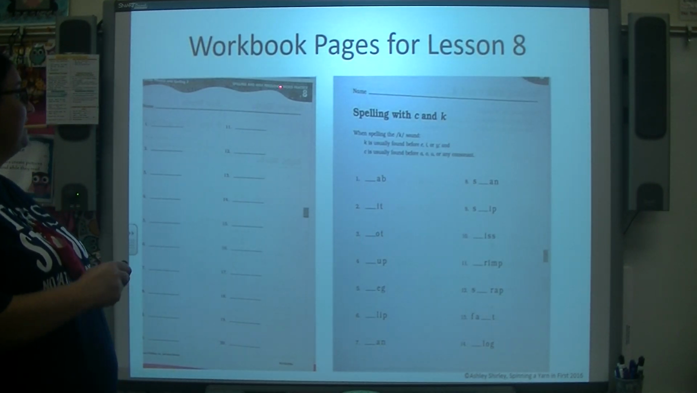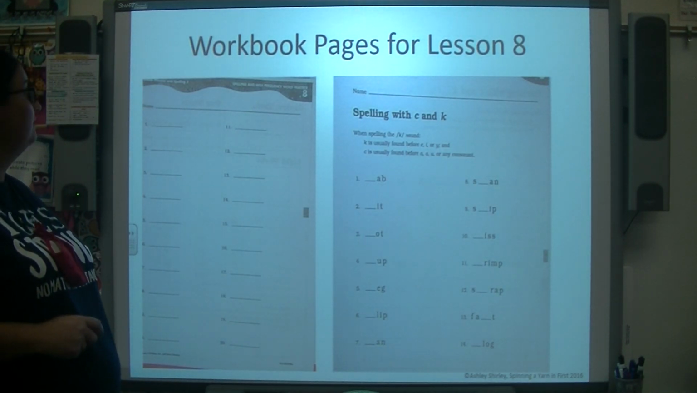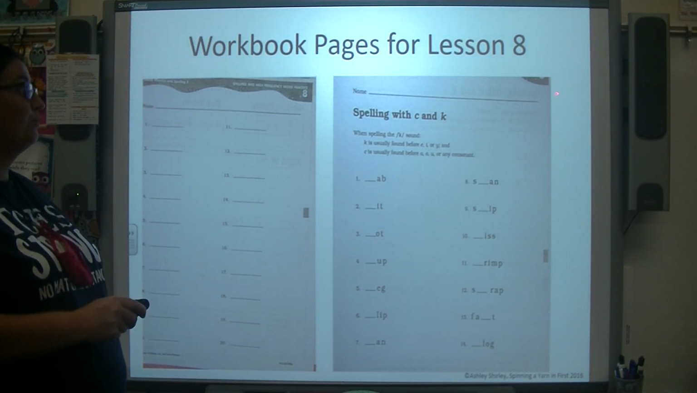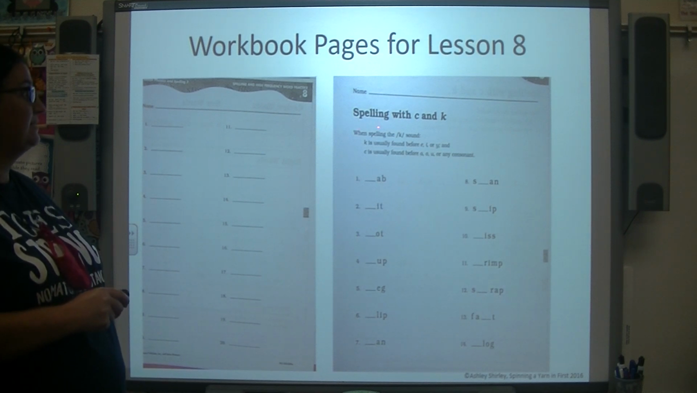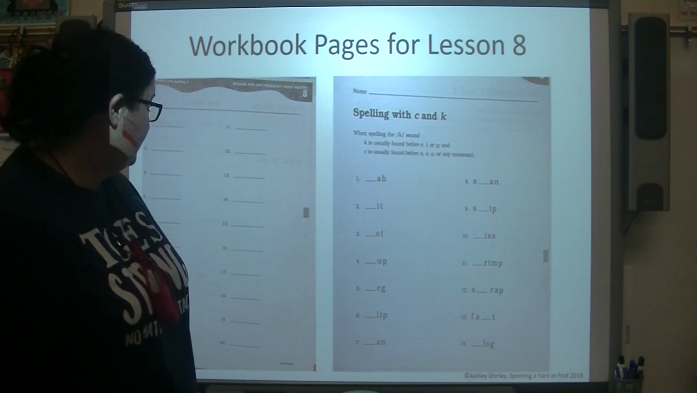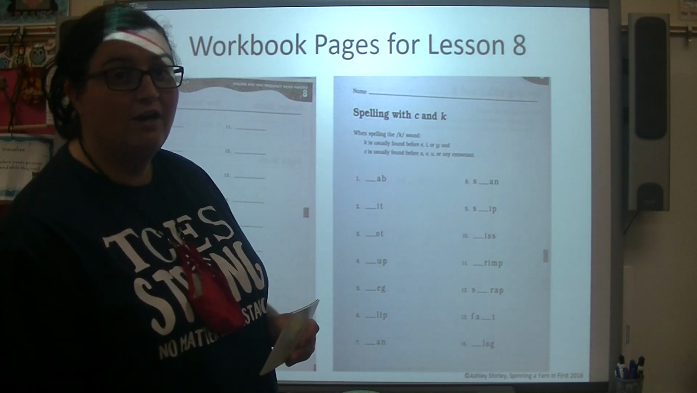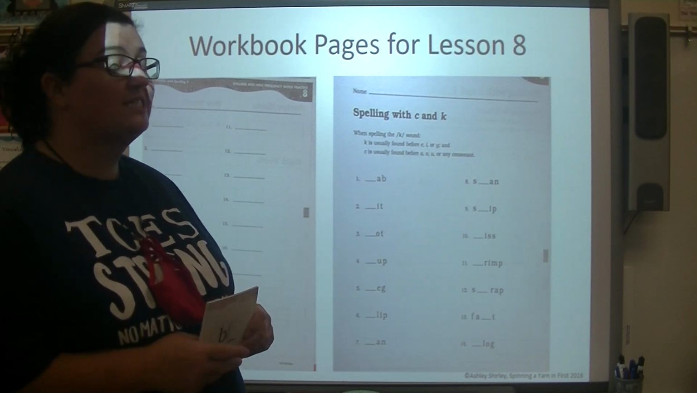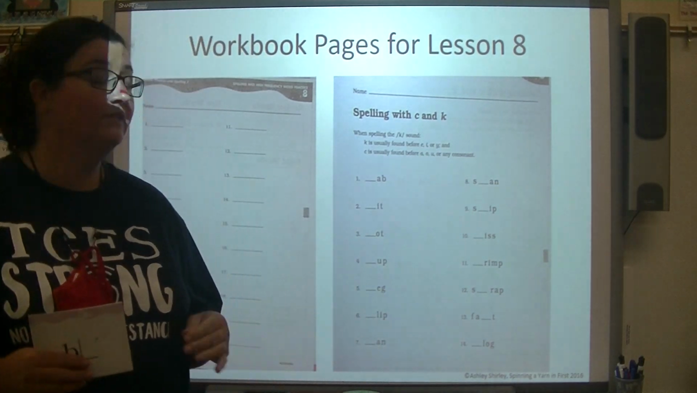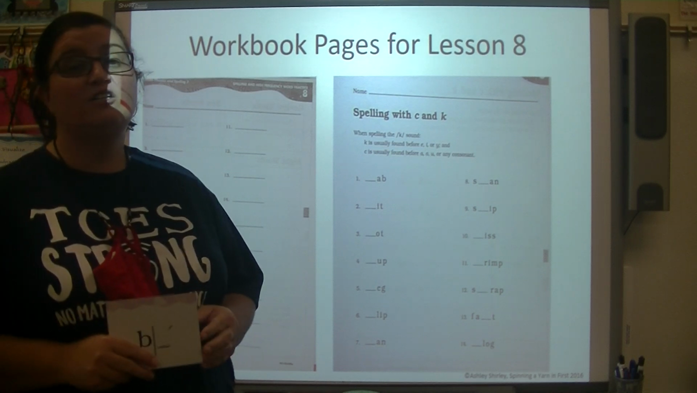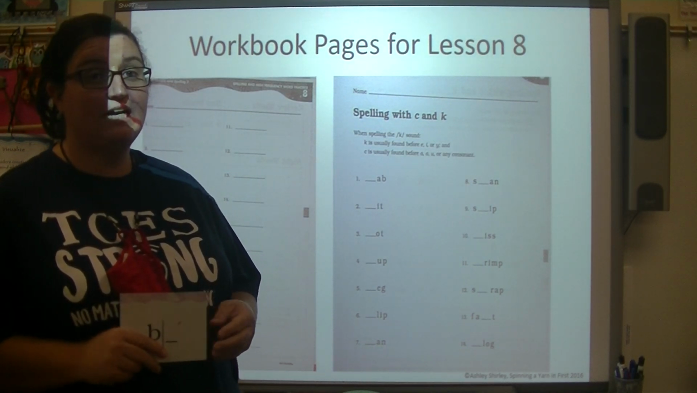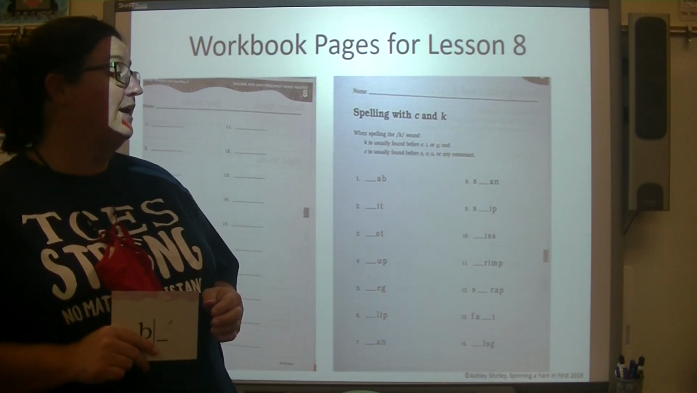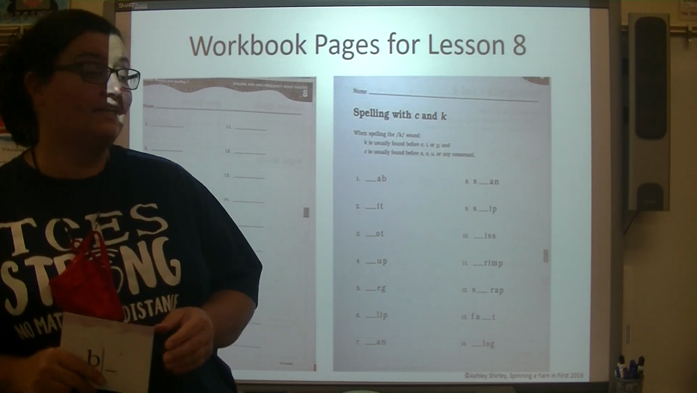Alright, today you will need Lesson 8, Spelling and High Frequency Word page. And then you will need your practice lesson 8 page that says spelling with C and K. It is in the same packet with your spelling list 1. So find that. Don't forget to go on Spelling City today and practice, if you have not already, those spelling words. Pick a game and practice your spelling words for your spelling test on Friday.